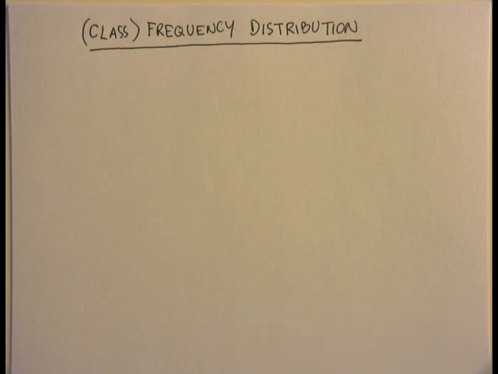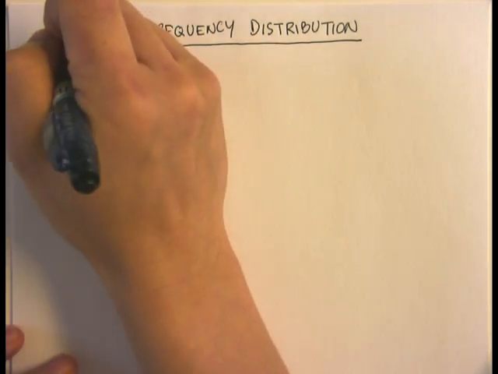Okay, let's now look at how we can build the class frequency distributions, and this is another topic that's being discussed in 2.2.